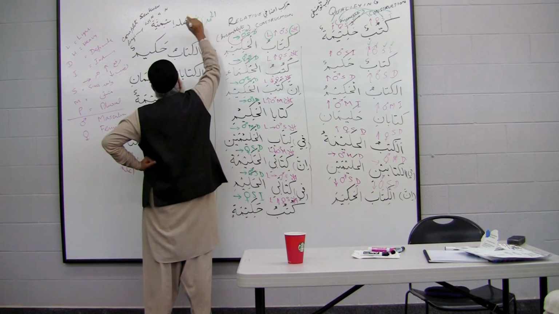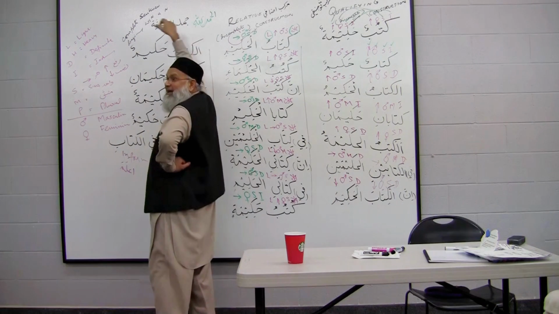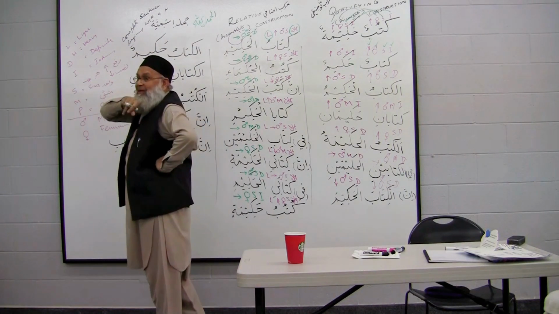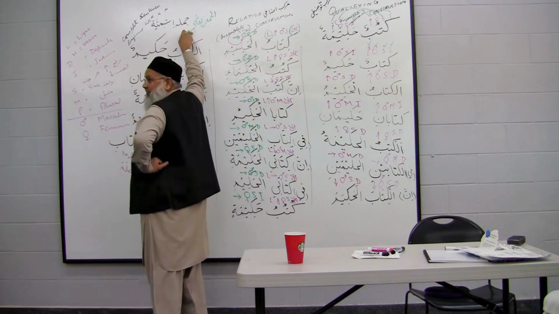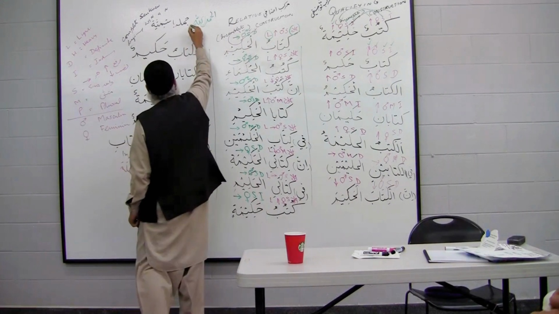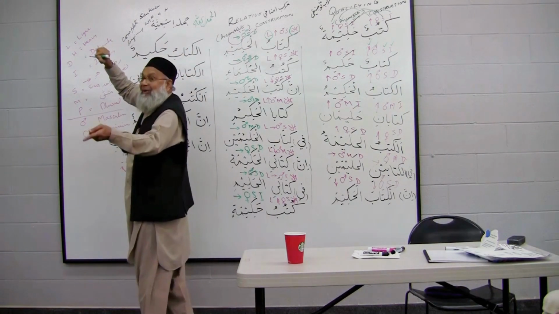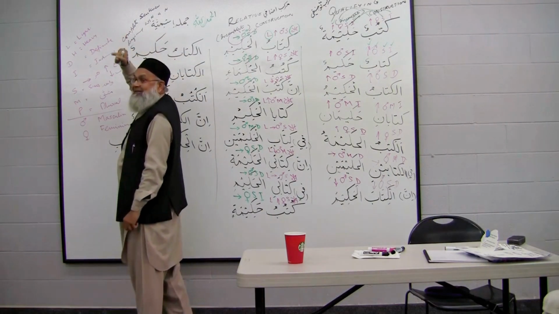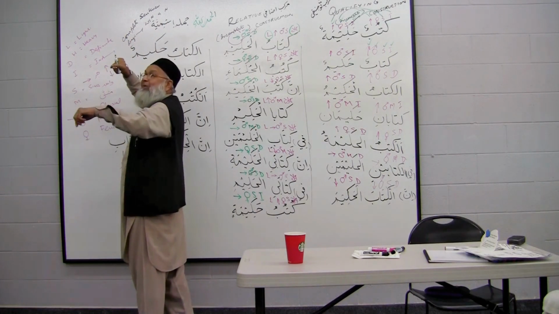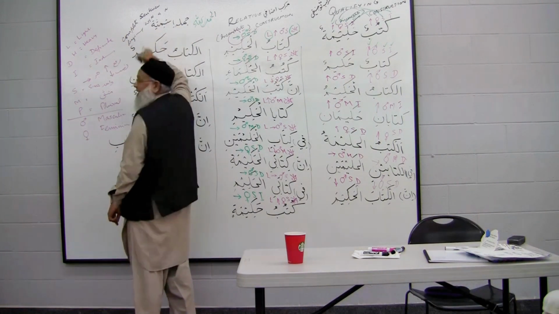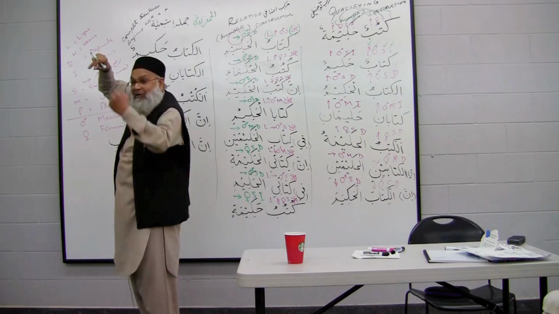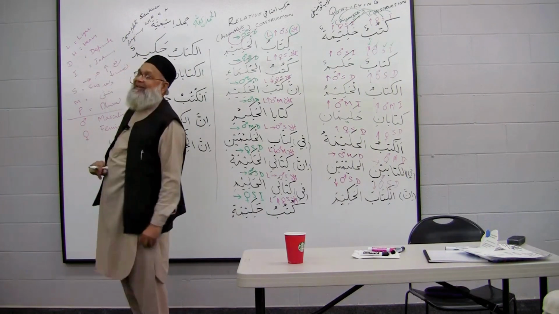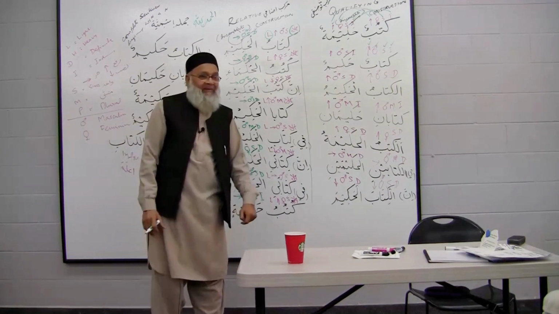Because of lam, this was harful jar, the word Allah turned to the jar form. Now Allah's qualification, number one, Ar-Rahman, it turned Ar-Rahmani because of Allahi. Ar-Rahim turned to Ar-Rahimi because of Allahi. Malik turned to Maliki because of Allahi. Very simple. Right?